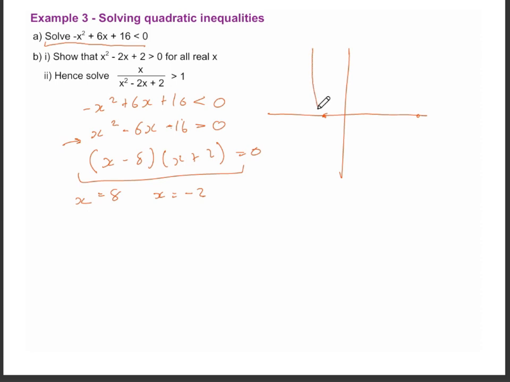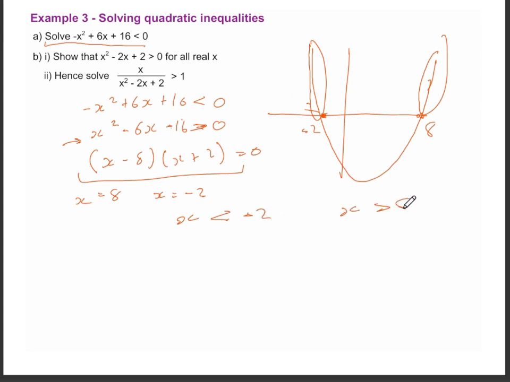So something along this line, right? And this is going to be our curve. And we are looking for greater than 0. So we are looking at this part and this part, which means we are looking at everything to the left of -2. So x < -2 and x > 8.